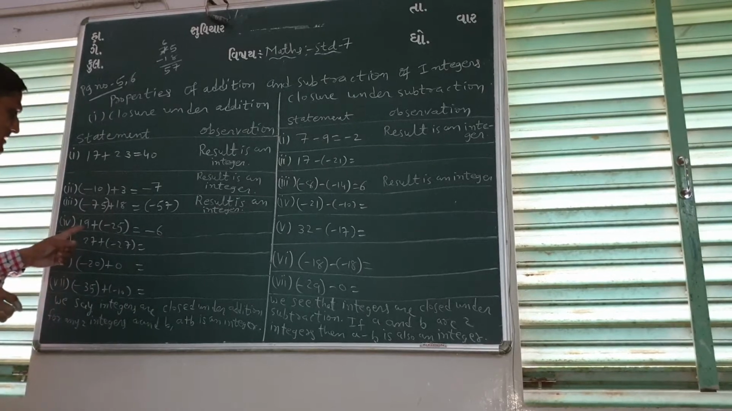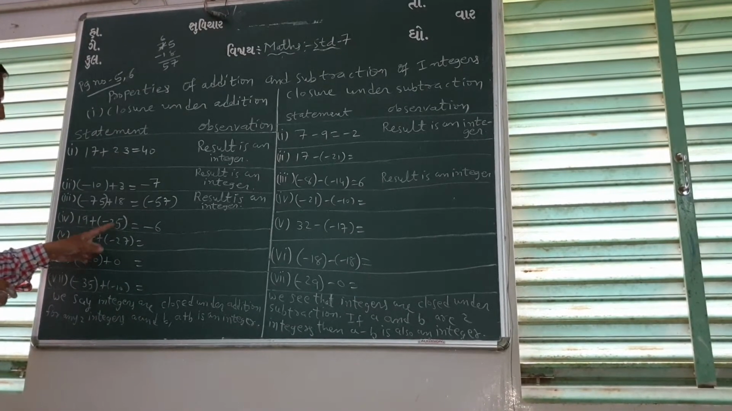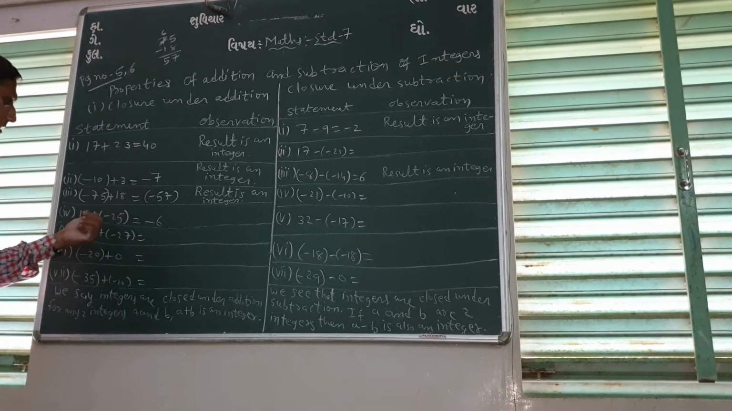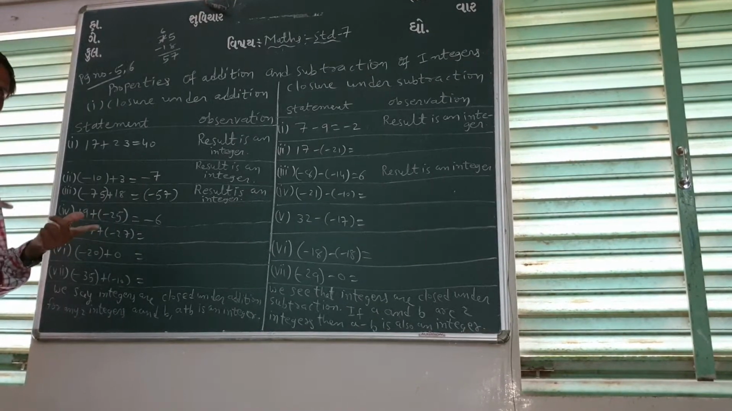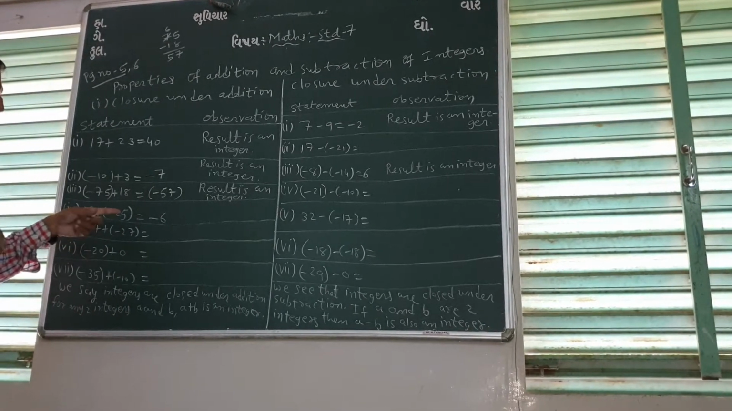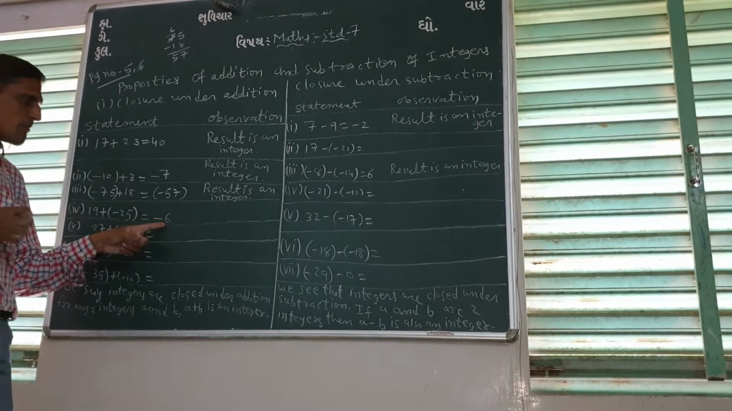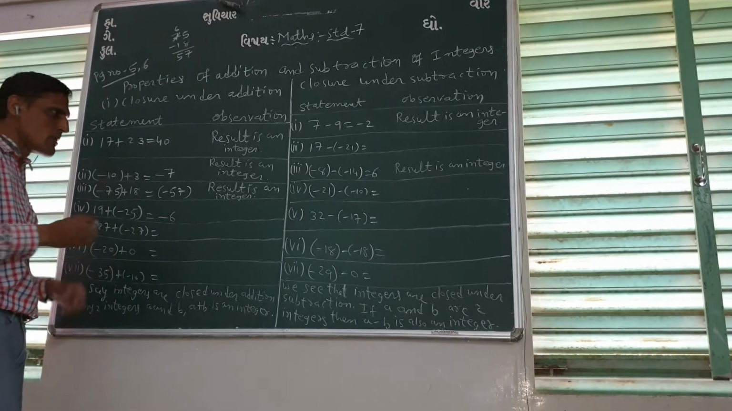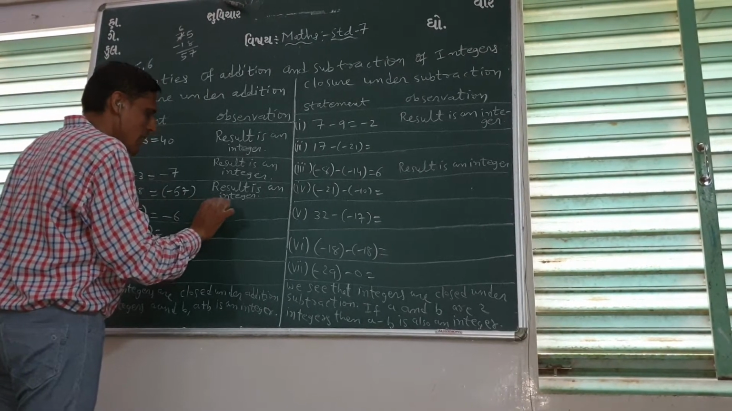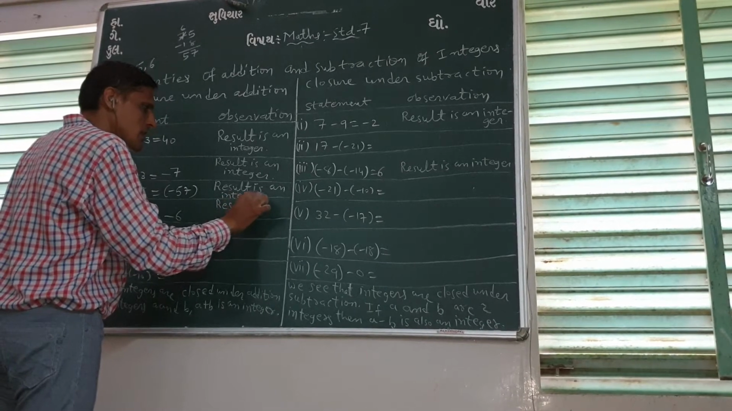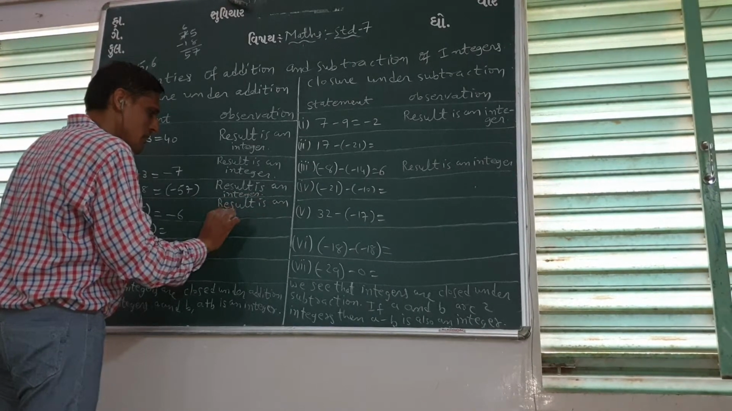Right. Same way minus 19 plus minus 25 is minus 6. Right. One is positive, one is negative, so we have to subtract, right? And put the sign of bigger number, which is negative. Result is an integer.